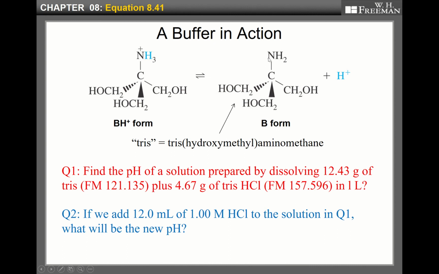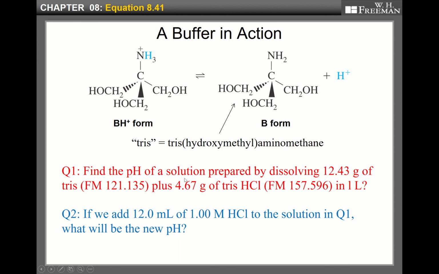The proton goes to this nitrogen atom. This is the fully protonated form, which we may call the BH plus form. It undergoes dissociation to produce this B form and a proton. There are two questions.